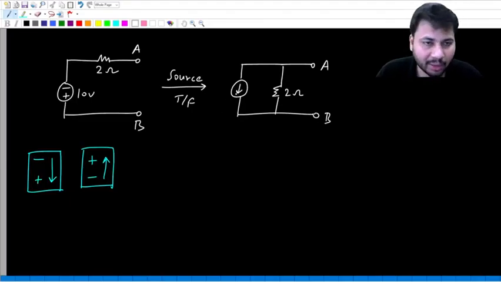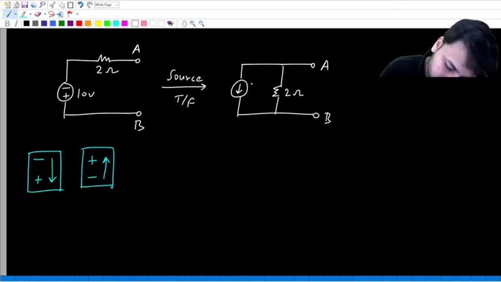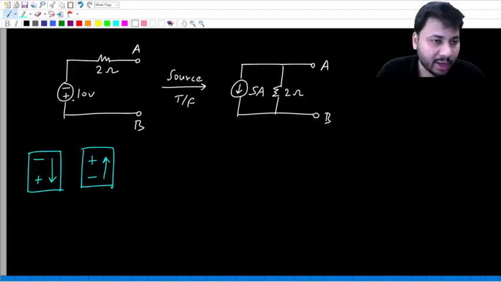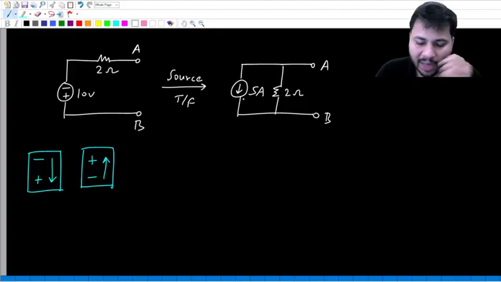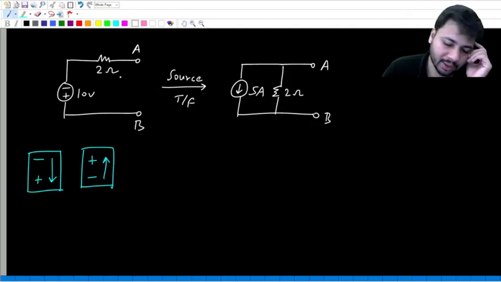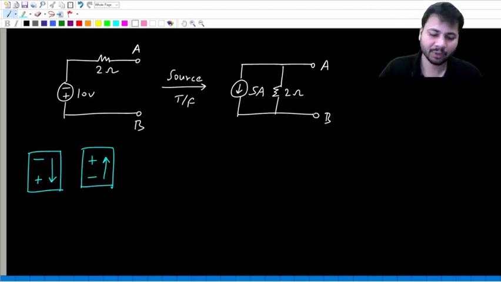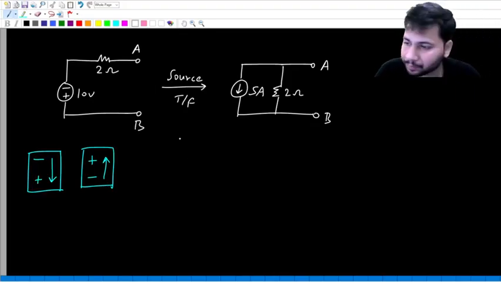And what is the value of the current source? Value of the voltage source divided by the value of the resistance in series. 10 by 2, it becomes 5 amps. So this 10 volts in series with 2 ohms is equivalent to 5 amps in parallel with 2 ohms, as long as you are interested in voltage and currents outside this combination. Okay. So this is an example for source transformation.